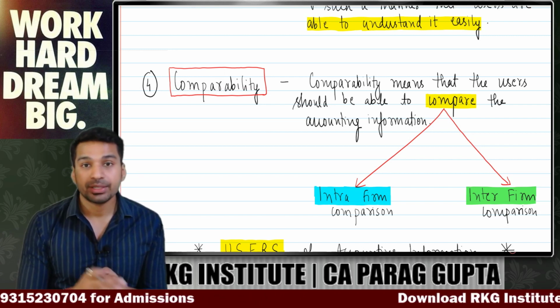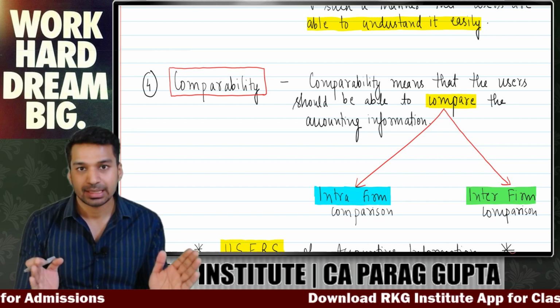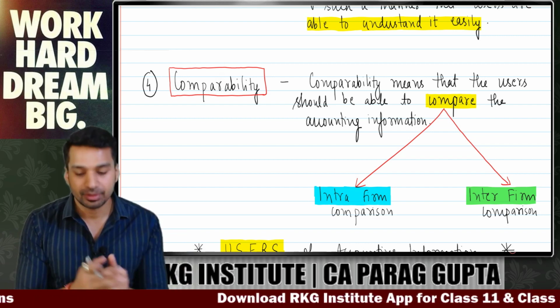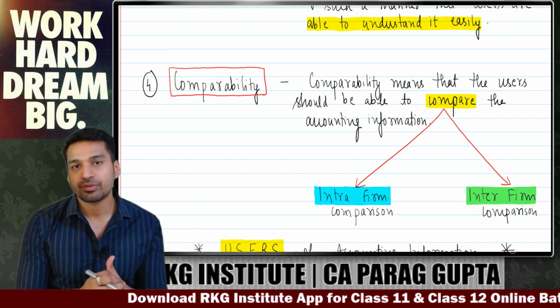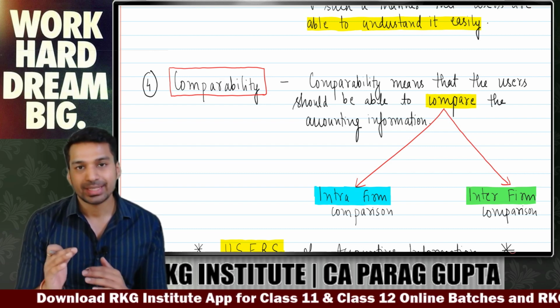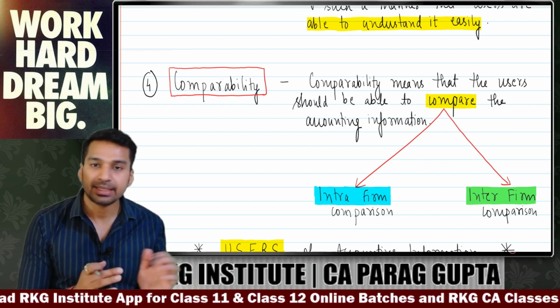But when you compare your marks with your friend's marks, that is basically inter-firm comparison. So there are 2 types of comparison which should be done. One is intra-firm comparison and the other is inter-firm comparison.